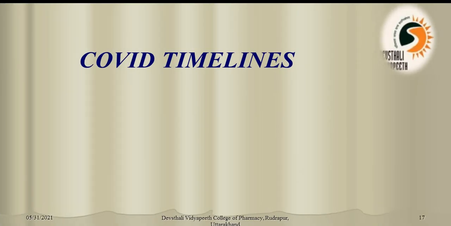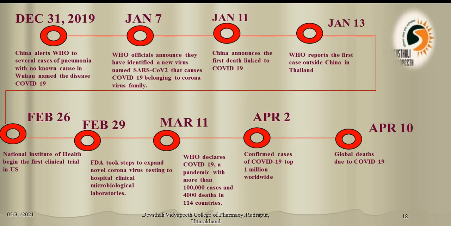Now coming to the timelines, what happened and when. On December 31, 2019, WHO was alerted by China that they had severe cases of pneumonia, the cause was not known, and the disease was named COVID-19. On January 7, WHO announced that the new virus was named SARS-CoV-2 and it belonged to the family of coronaviruses. Then on January 11, China announced the first death linked to COVID-19. On January 13, WHO reported the first case outside China, in Thailand.